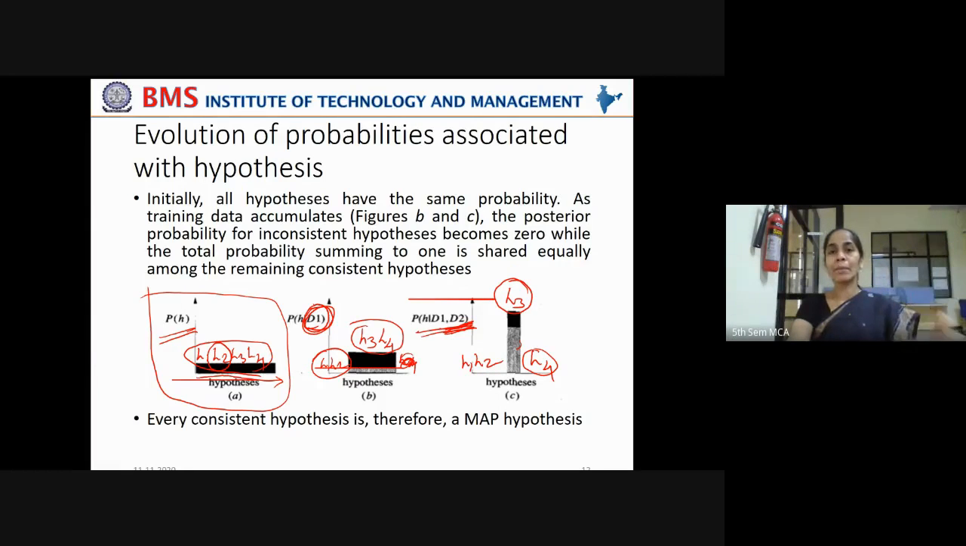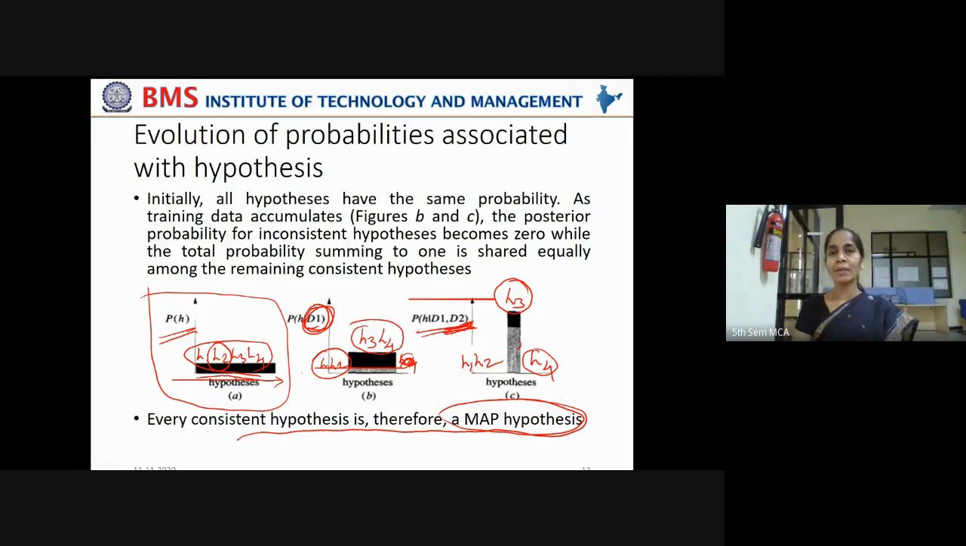Now you keep observing training examples, 100, 1000, a million training examples. After observing these million training examples, which hypothesis holds good for all of them? That will be your most probable hypothesis. The posterior probability of that hypothesis given the million training examples will be the highest. That is your maximum a posteriori hypothesis. So every consistent hypothesis is therefore a maximum a posteriori hypothesis. Say you have 2 hypotheses that are consistent with the training examples and both have equal probability. In that case, you can take both of them as maximum a posteriori hypotheses.